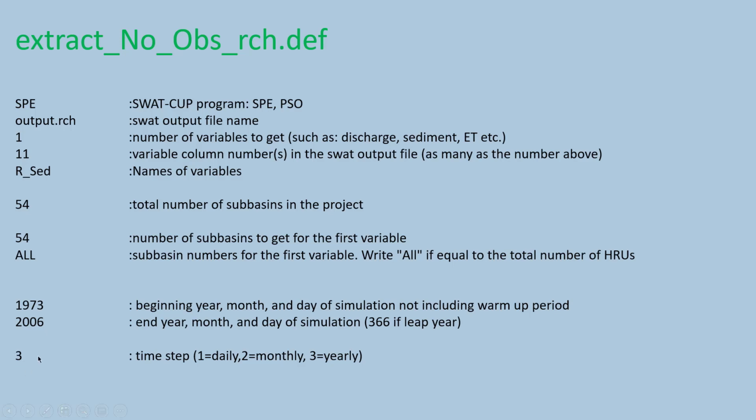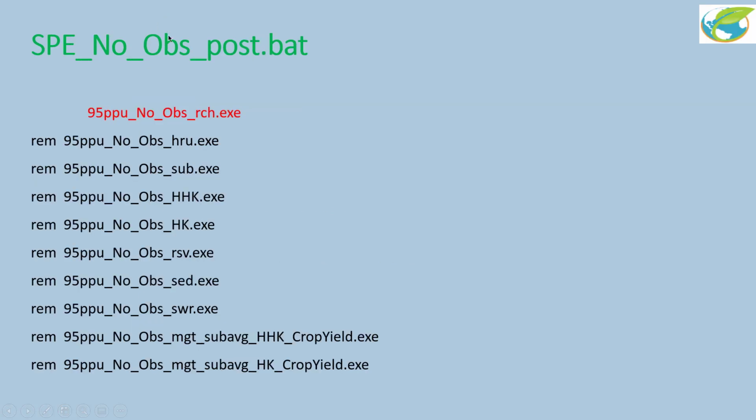And I ran the program yearly and monthly. So here would be a yearly run. And then the other file that you need to edit is SUFI2 no observed post processing.bat. And here you would like to remark everything. This means the program doesn't execute this. So in this batch file, you only want to do the 95 PPU of this program. So these are all remarked.